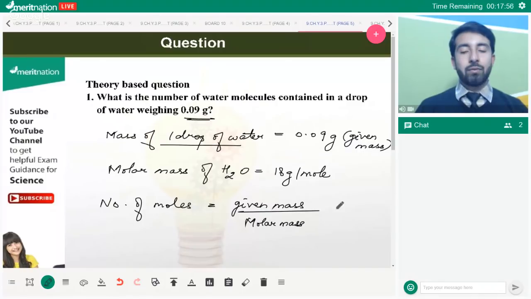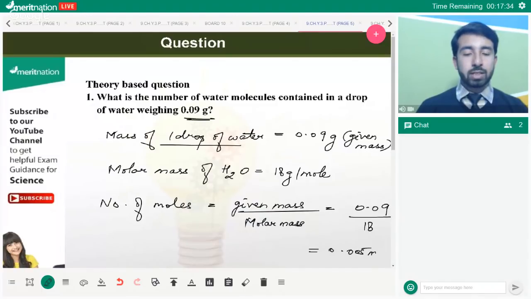Now the value we already have is 0.09, and we have chosen carbon as the standard. Earlier we used to choose hydrogen or oxygen, but now we have chosen carbon as the standard. You'll be studying that in your 11th grade. Don't worry about it; you won't be asked about that in the exam. 0.09 divided by 18 will give you 0.005 moles.